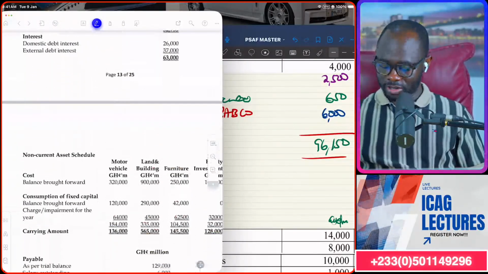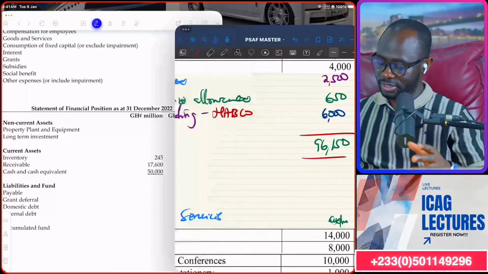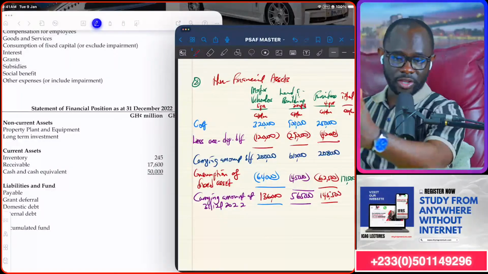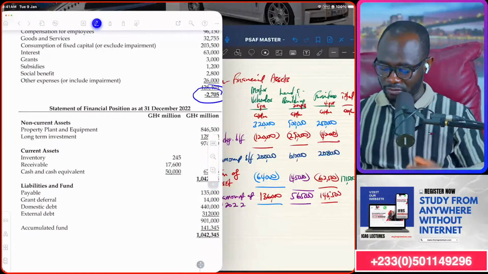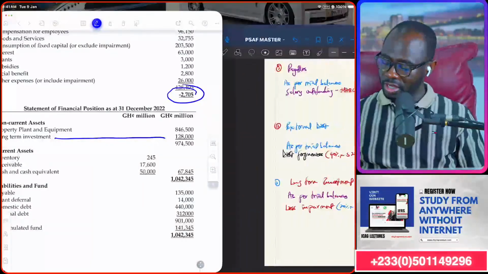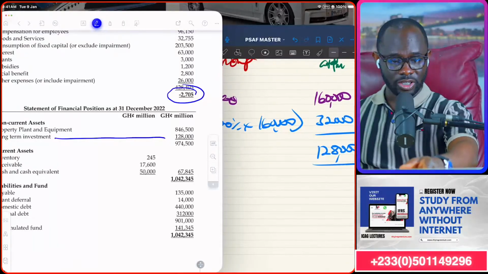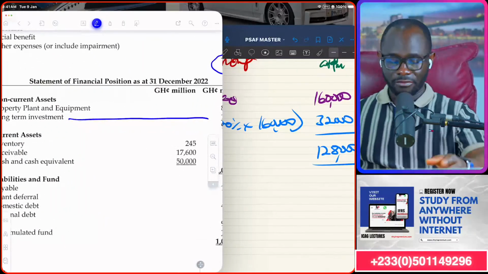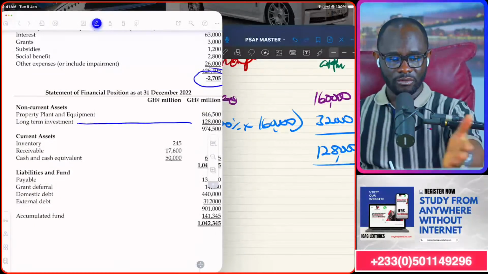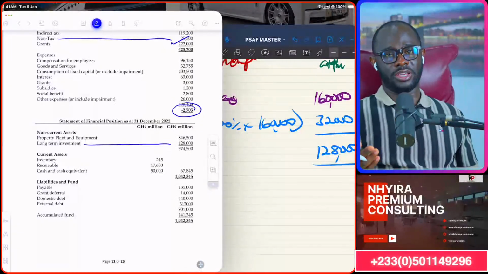Then on the statement of financial position side of things, the property, plant, and equipment, the workings we did on non-financial assets. So the three could be added up, and that will give you the figure. Long-term investment, after the impairment that we calculated for, we were left with 128,000. So that is there. Inventories, when we add the two up, we got 245. Receivables come, cash and cash equivalent, and that is the idea about that.